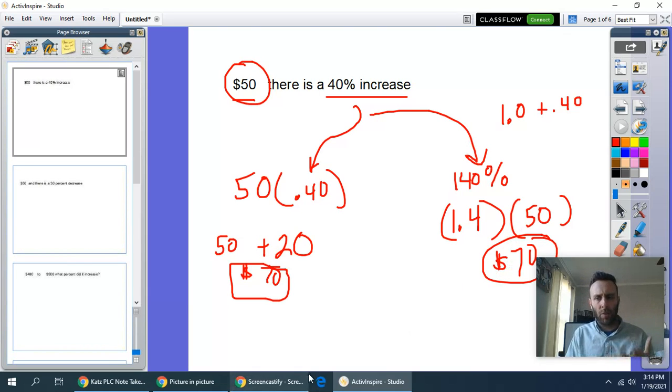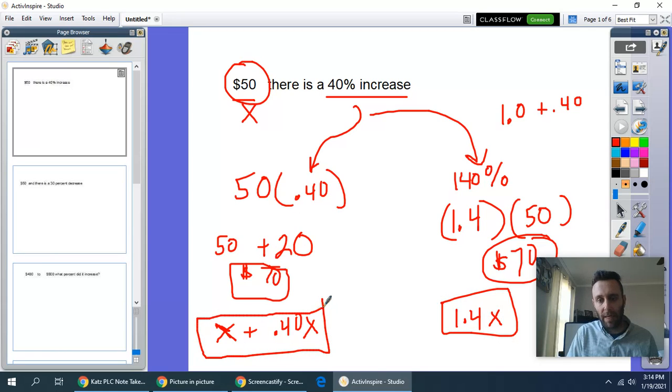Now, how would you relate this? Let's just say you didn't know the amount. Let's just say it was X dollars, but there was a 40% increase. If you're relating this to an expression, if there's a 40% increase, you can take the amount that you started with and add 0.40 times X, because it's 40% of X, which you have to add on to the original X. Or if you do it the other way, you could just do 1.4 times X. Both of these will get you the same answer. And obviously X plus 0.40X is 1.4X anyway. So you can get the answer either way.